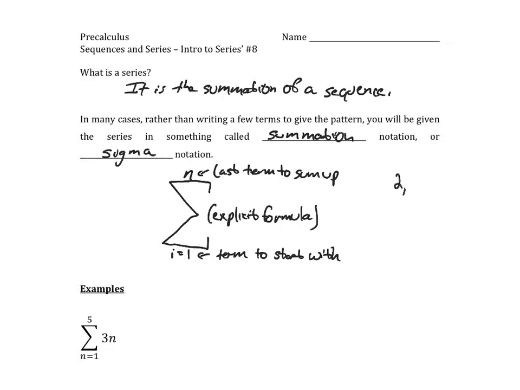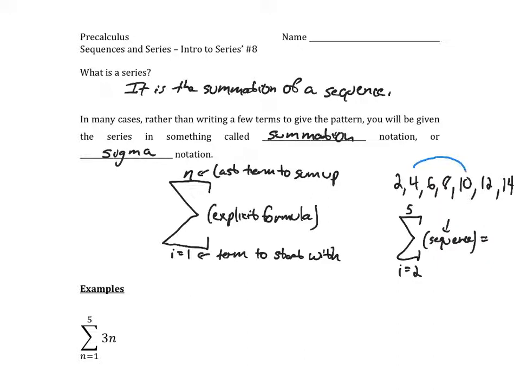Let's say we have a sequence 2, 4, 6, 8, 10, 12, 14. And I gave you sigma notation, okay, and I said i equals 2. And then I put 5 here. I'm just going to say we don't have a formula for this sequence. Normally you'd put the formula in right in there, but we'll just put sequence in there for now. What is that asking me to do in that sequence above? It's saying sum up this sequence from the second term all the way up to the fifth term.